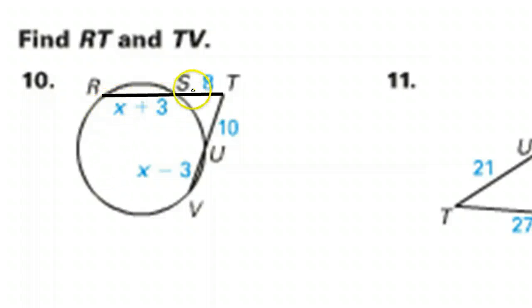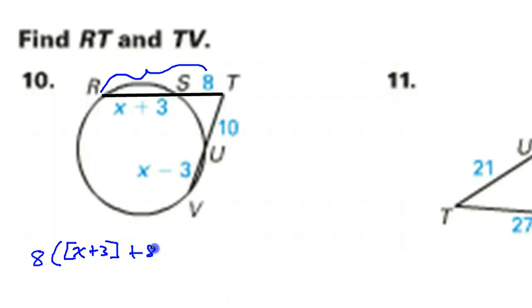Alright, looking at number 10, part times whole. It's a little tricky, but the part is definitely the 8 because that's the part that's out there by itself. The whole is the sum of all of this, okay? Please understand that the whole is the x plus 3 part that's right here plus the 8. Alright, it's this plus this. Okay, that's the whole. And we'll simplify this later.